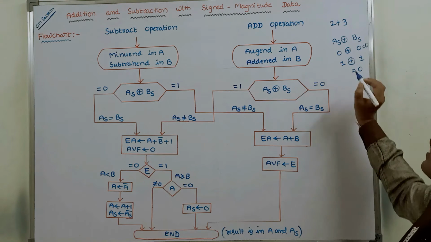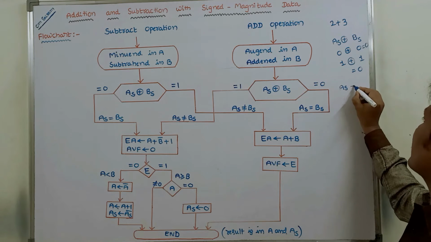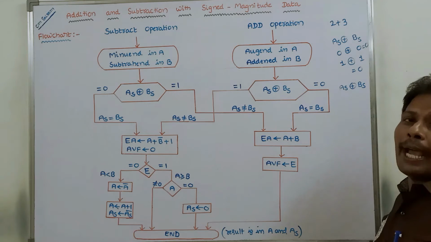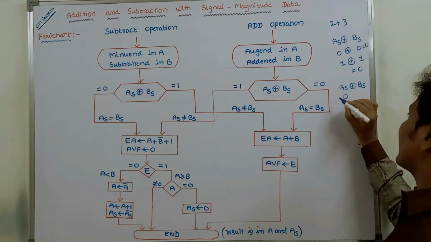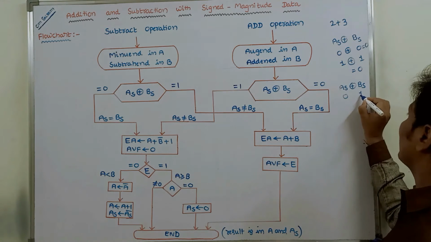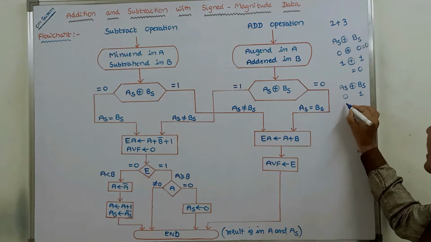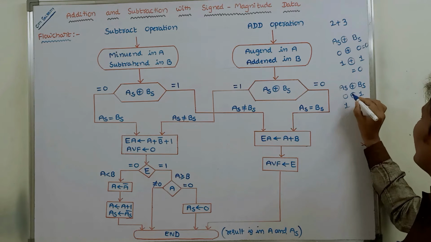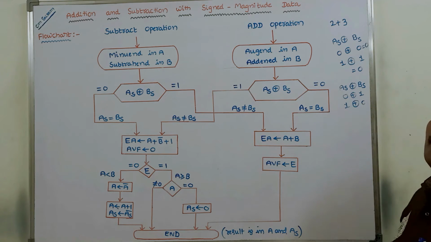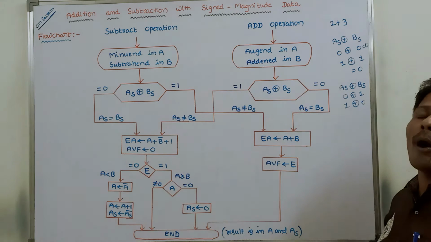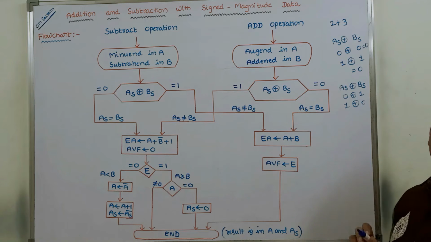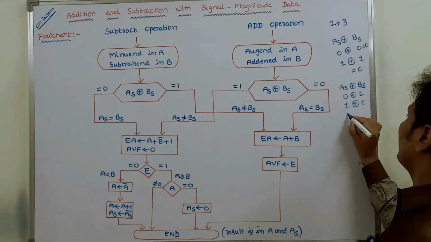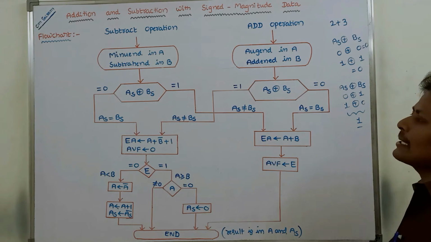Now, another case: AS exclusive OR BS, when the sign bits of A and B are different. The A sign bit is 0 and the B sign bit is 1. Another case, the A sign bit is 1 and the B sign bit is 0. Now both sign bits are different, so we perform the exclusive OR operation between the different signs of A and B. Then what result are we getting? In both cases the result is 1.